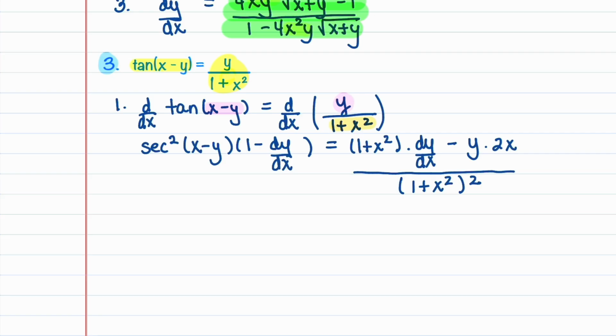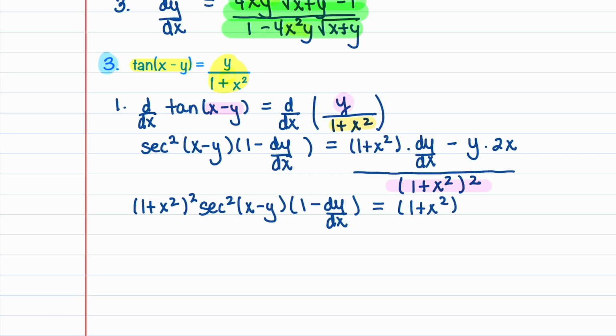I think it's easiest if we don't have denominators, so let's multiply both sides of our equation by 1 plus x squared, quantity squared. This gives us (1 plus x squared) squared, secant squared of x minus y, times 1 minus dy/dx. And then on the right-hand side, we have 1 plus x squared times dy/dx minus 2xy. Since we want to find dy/dx, I think the best thing to do is multiply everything out so we can separate the terms out.